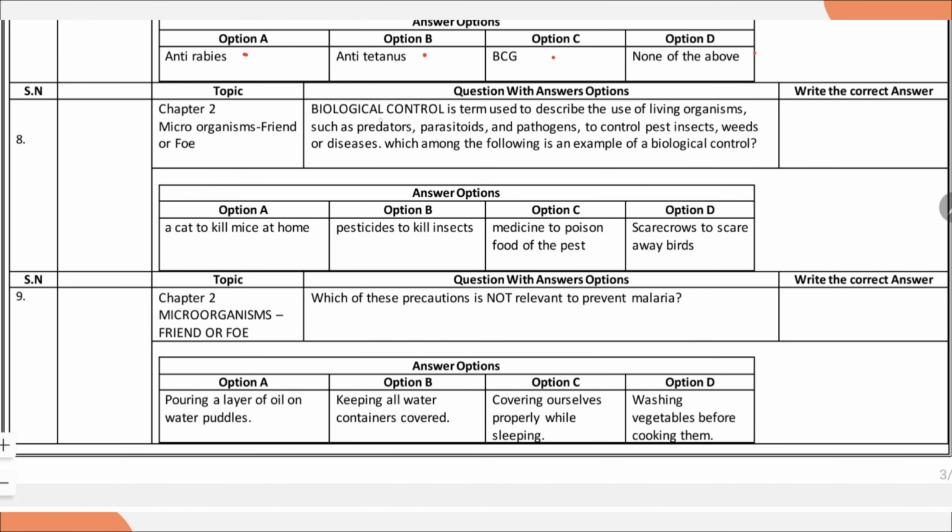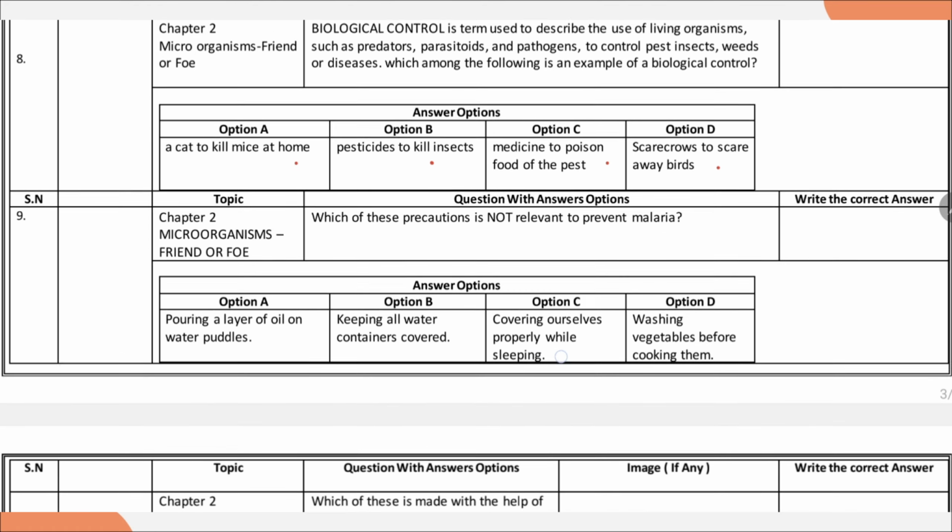Next question. Biological control is a term used to describe the use of living organisms such as predators, parasites and pathogens to control pests, insects, weeds or disease. Which of the following is an example of biological control? Option A, a cat to kill mice at home. Option B, pesticide to kill insects. Option C, medicine to poison the food of the pest. Option D, scarecrow to scare away birds.